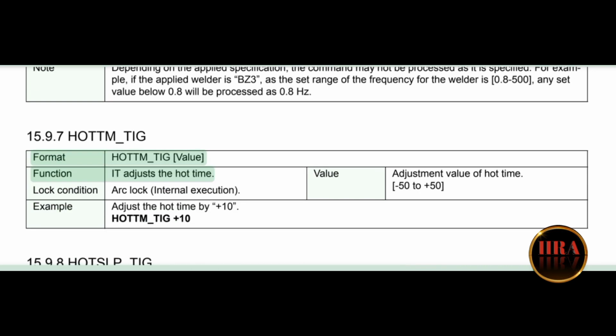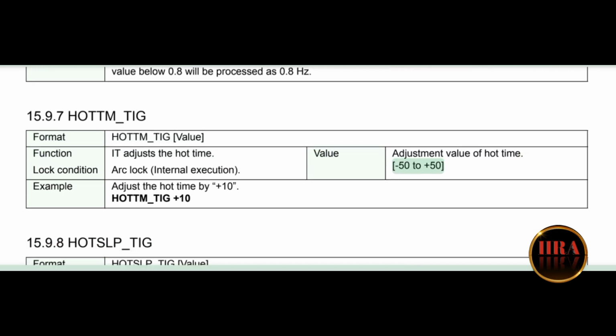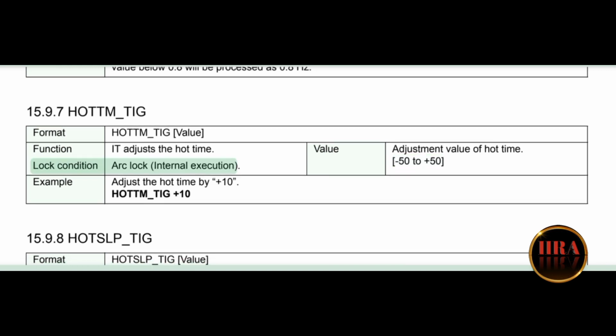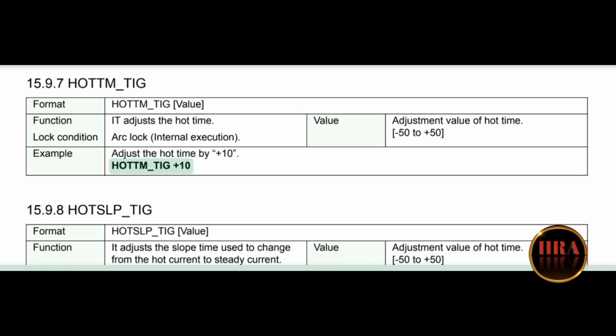Format: HOTTM_TIG value. Function: it adjusts the hot time. Value: adjustment value of hot time, -50 to +50. Lock condition: arc lock, internal execution. Example: adjust the hot time by +10. HOTTM_TIG +10.